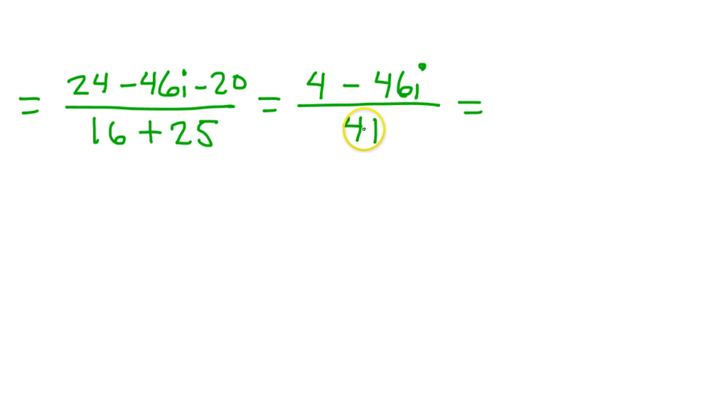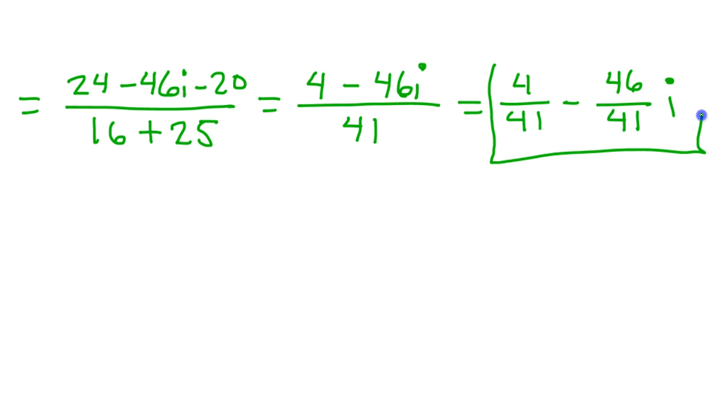Alright, now we just need to separate this into two different fractions. So that's going to give me 4 over 41 minus 46 over 41i. Alright, always check to see if these will reduce at all, but 41 is a prime number, so it cannot be reduced. And that's it.